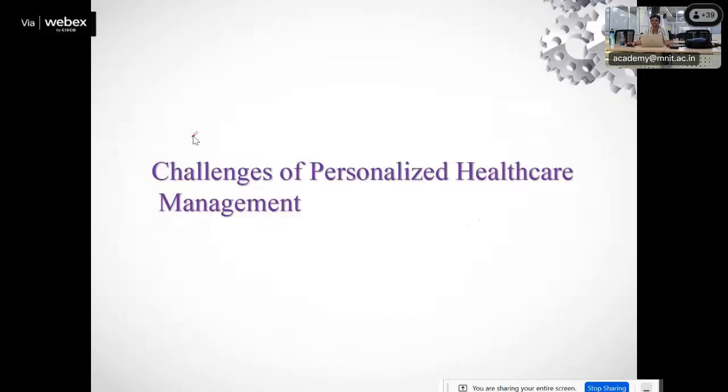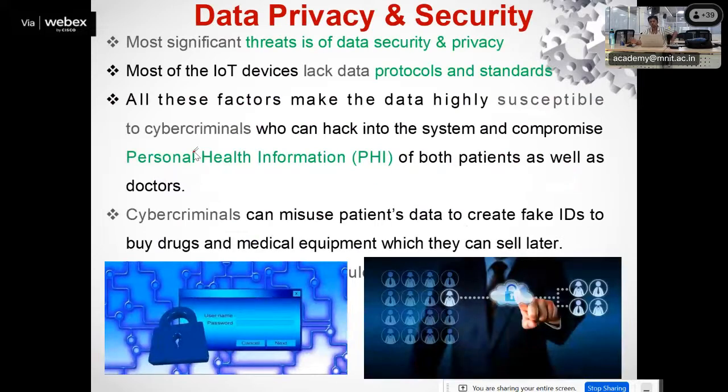Finally, I will discuss the challenges which we are going to face in our smart healthcare domain. So one of the important challenges is data privacy and security. In smart healthcare, we are using IoT, where sensors are capturing the data and it is being stored in the cloud.